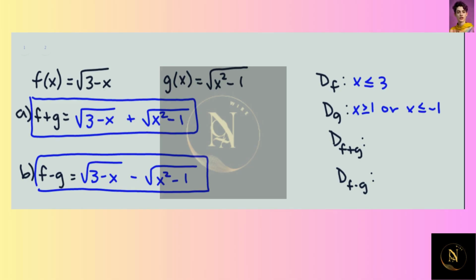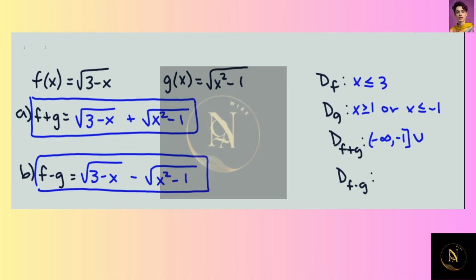Now, to find the domain of f plus g, f minus g, and f times g, we need the intersection of these two domains. So the intersection would be the overlap, what they have in common. So for both sets, it would be okay for x to be less than or equal to negative 1. And if I write that in interval notation, that would be negative infinity to negative 1.